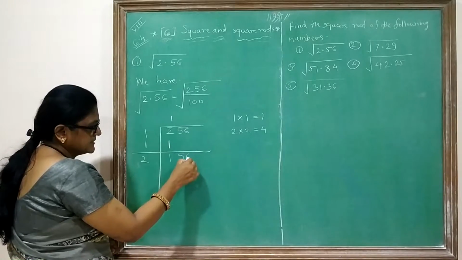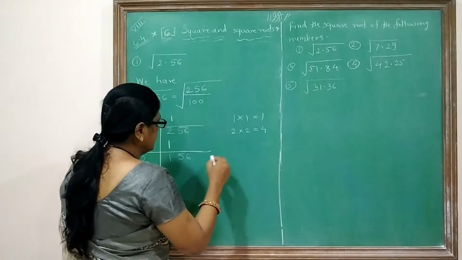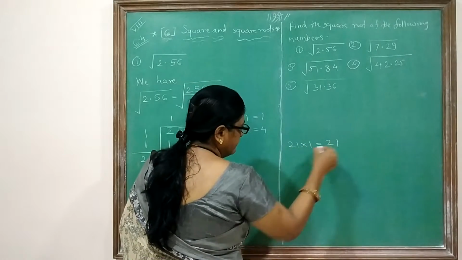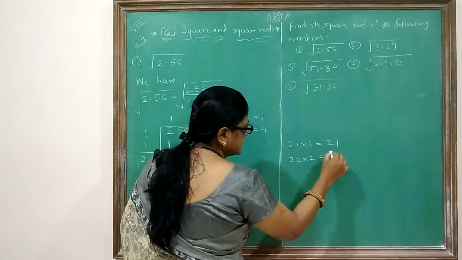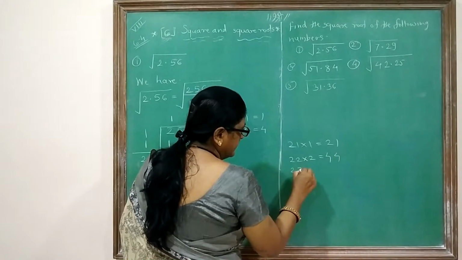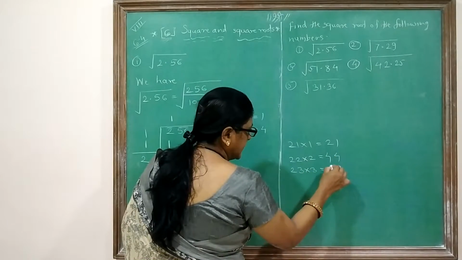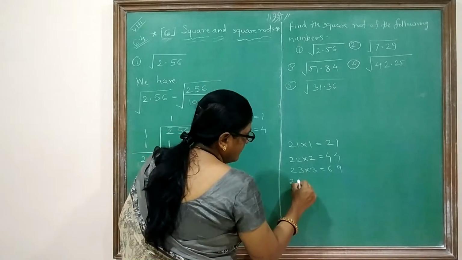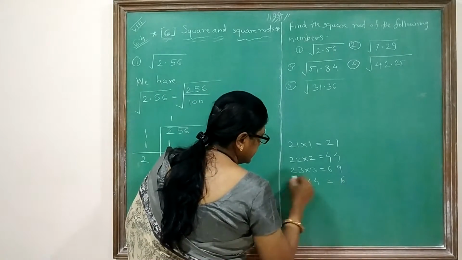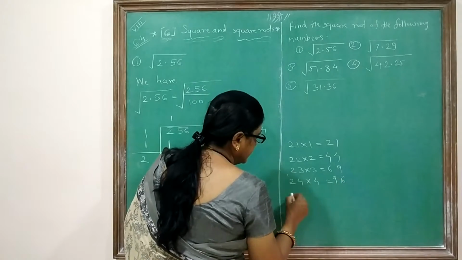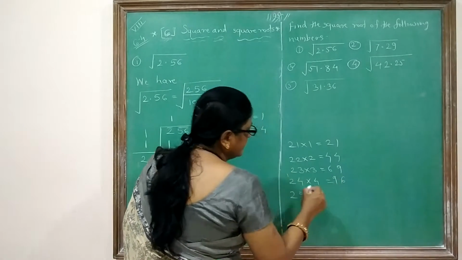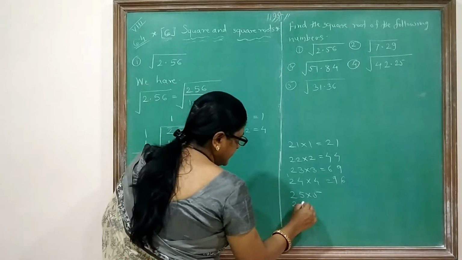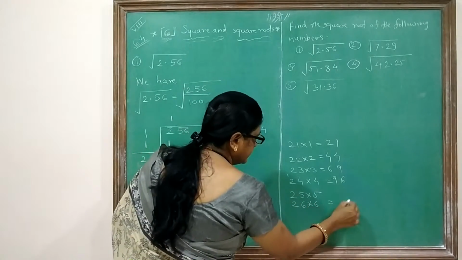Then 56. Again you will do the same method: 21 into 1 is 21, 22 into 2 is 44, then 23 into 3 is 69, 3 twos are 6. Here the last digit is 6. Then you will write here 4 into 4, that is 16. Here 25 into 5 is 125, here 5 is the last digit. Then 26 into 6, 6 sixes are 36.